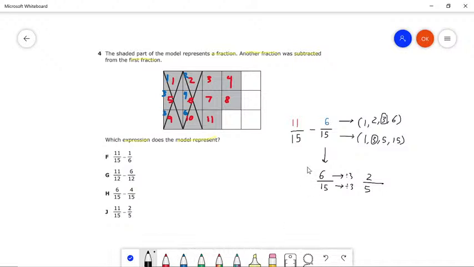So our new equation would be 11 over 15 minus 2 over 5. It's the same thing. All we did was simplify the second fraction. And as we can see, that matches answer choice J. So J will be our correct answer.